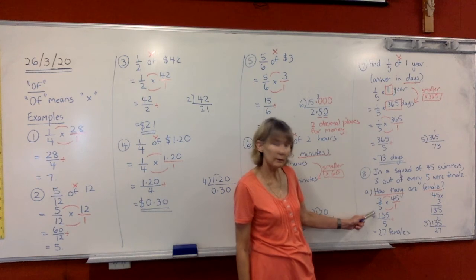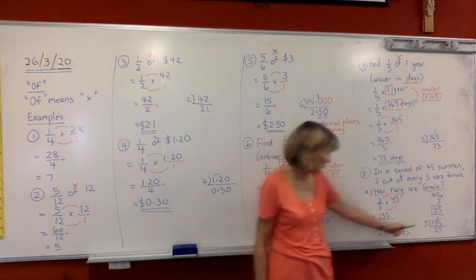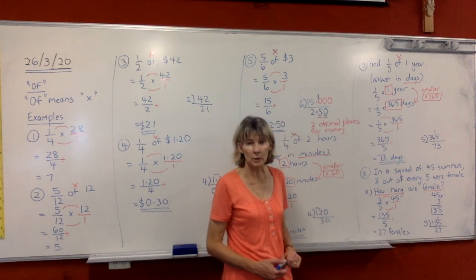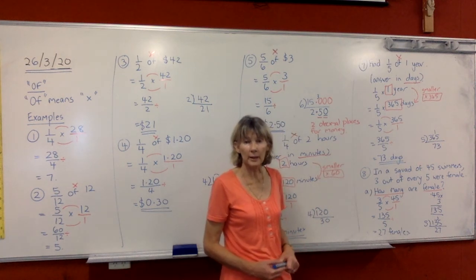So that division now is 135 divided by 5, and if you do the division over there, you get 27 females in the squad. I'll come back in a minute and do the second part of this question.